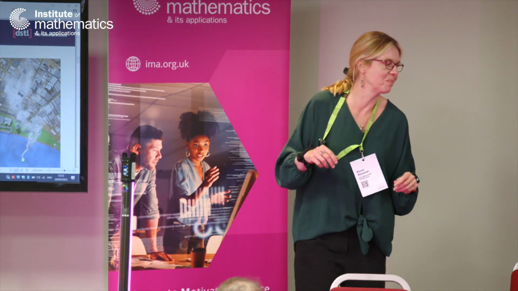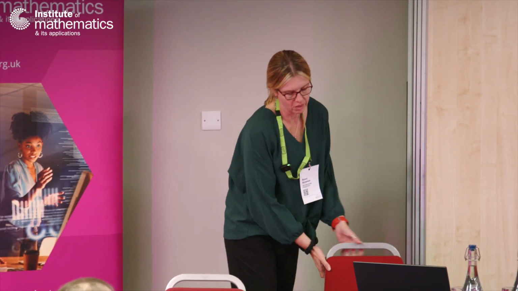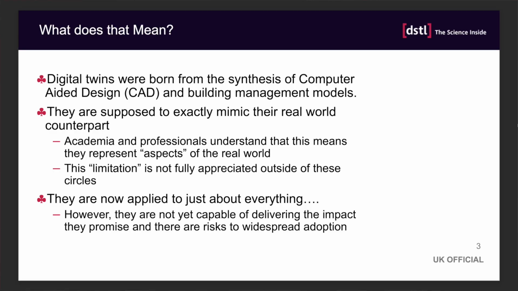So, yeah, I might have some slides. Thank you. So how do I get over that? I'm going to say that digital twins should be unbiased and should be composable. So where did digital twins come from? Well, they came from the synthesis of computer-aided design, drawing things in a computer, and building management models, basically.